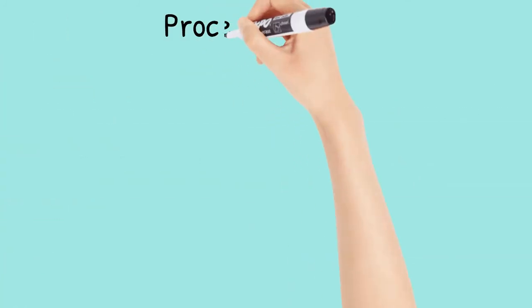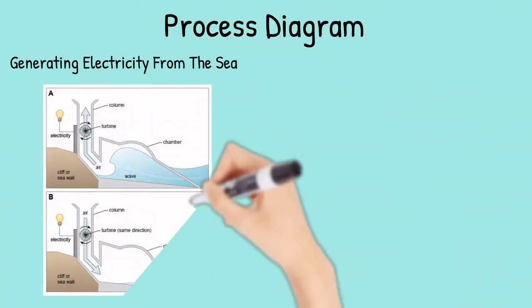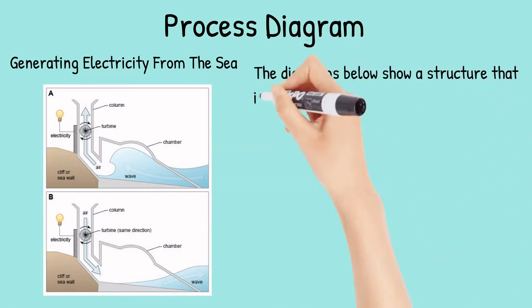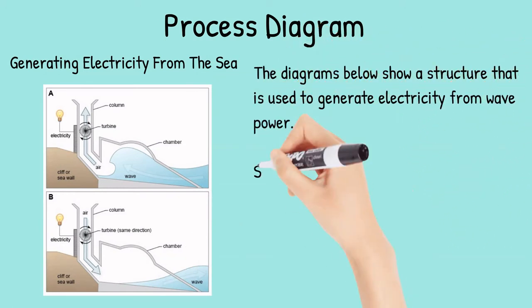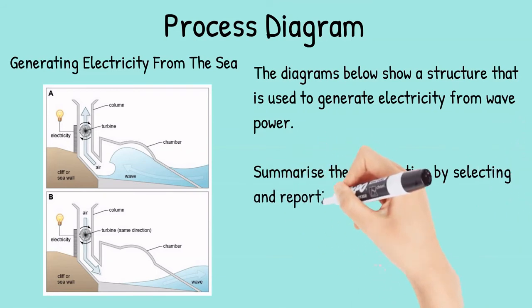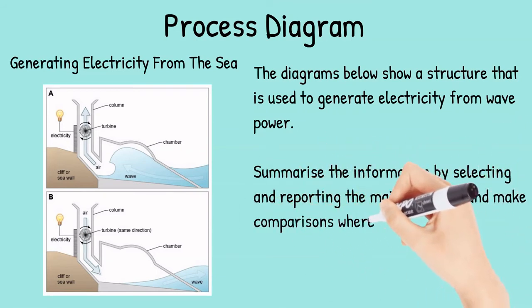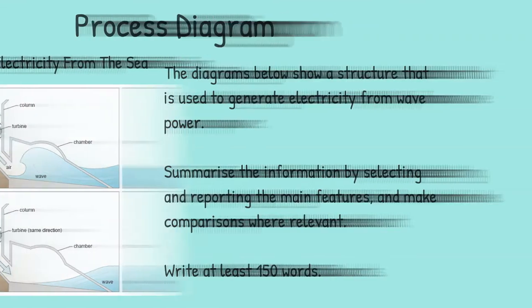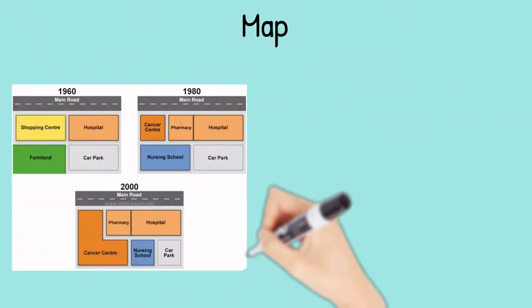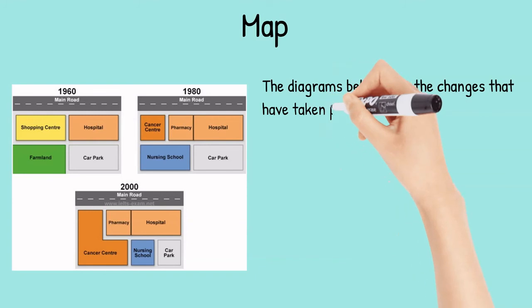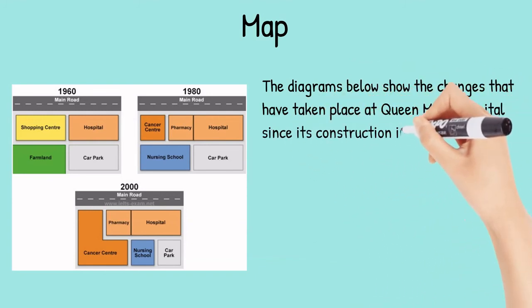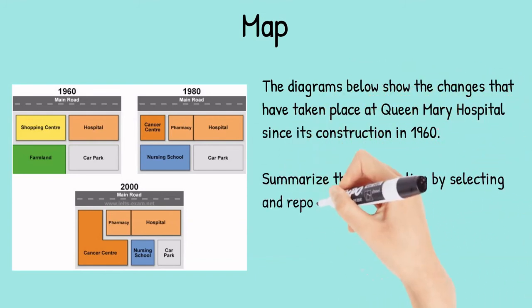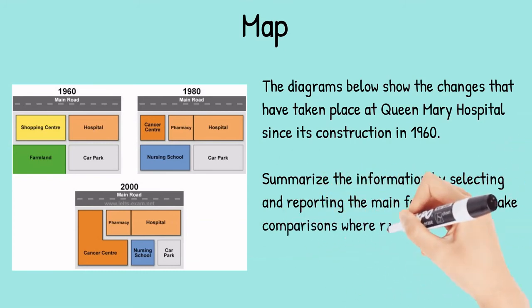The fifth type of question is process diagram. Another less frequent question type is the process diagram. It could be a natural process such as the water cycle, a manufacturing process, or the diagram of a system such as the central heating system in a house. Next is map. Occasionally, the IELTS Academic Writing Task 1 question will be about a map. It may ask you to compare 2 or 3 maps of a place over a period of time, as in this question.